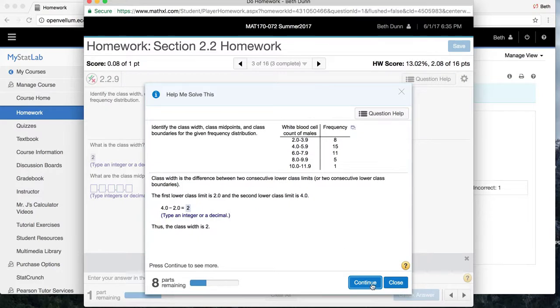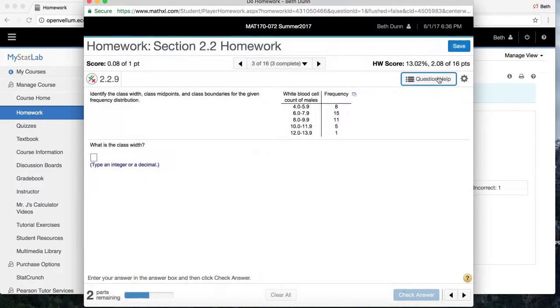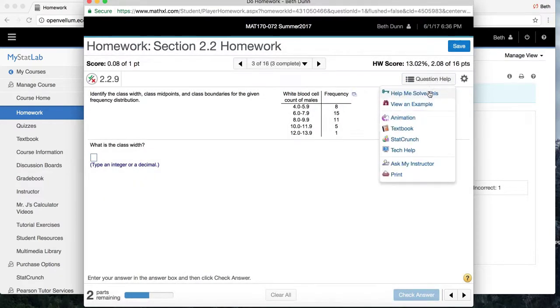The next one, it's going to give you a little bit of instruction. You read the instructions and then answer the question. To find the first class midpoint, we're going to add the lower class limit and the upper class limit, add them together and divide by 2 to get your answer. So the question help, that helps me solve this.